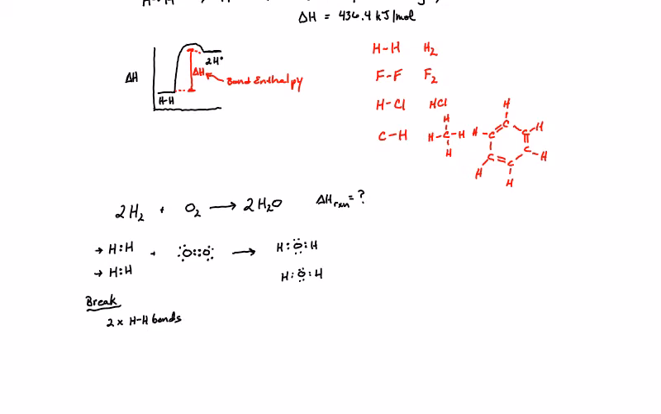We also see that we have oxygen with its oxygen-oxygen double bond. And we notice that in the products, there are no oxygen-oxygen double bonds. So we're going to be breaking 1 OO double bond.